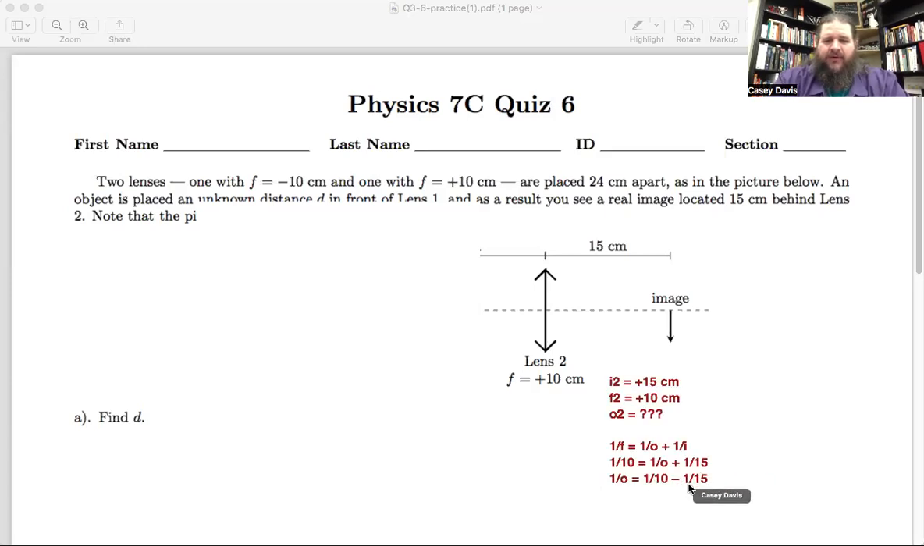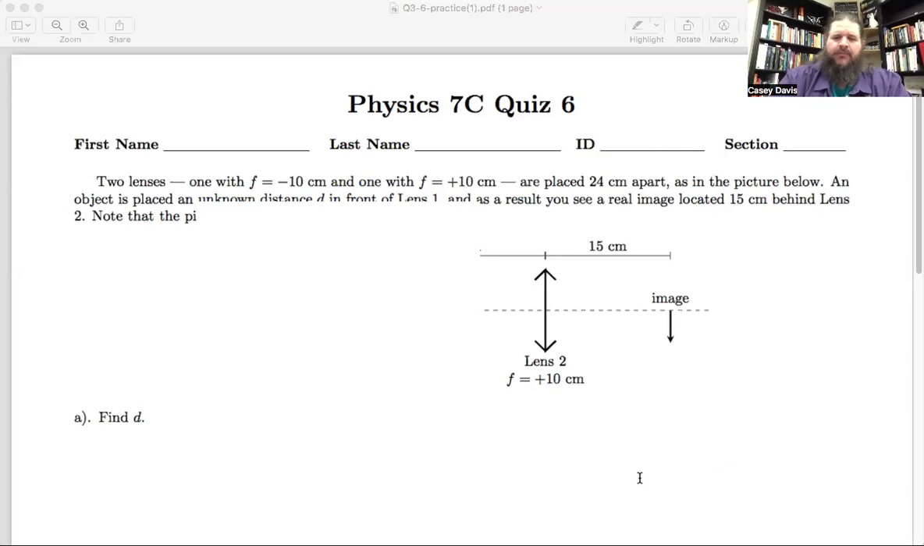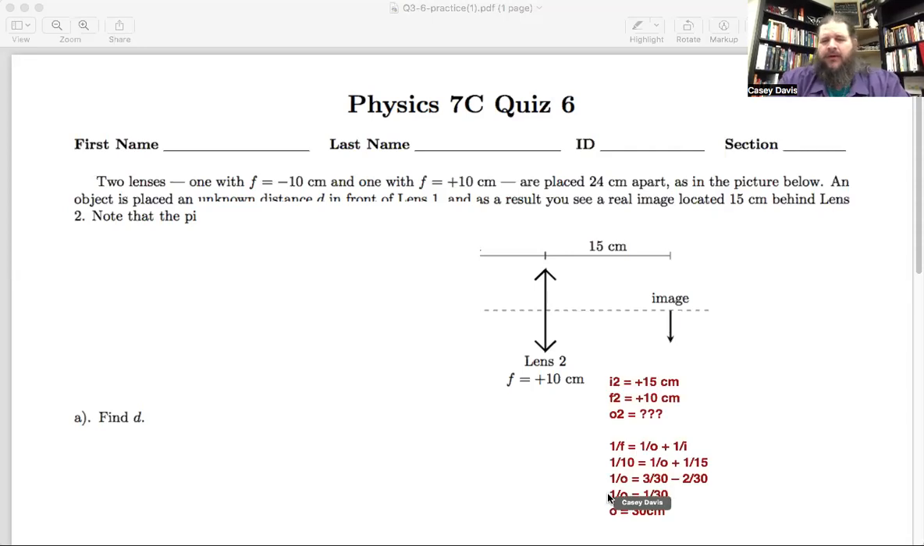We'll want to simplify this first. How would we simplify 1/10 minus 1/15? What's the common denominator we could use there? 30. 1/10 is the same as 3 over 30. 1/15 is the same as 2 over 30. So 3/30 minus 2/30 is 1/30. So O is 30 centimeters. In other words, the object, and I should call this object 2, is 30 centimeters behind the lens.